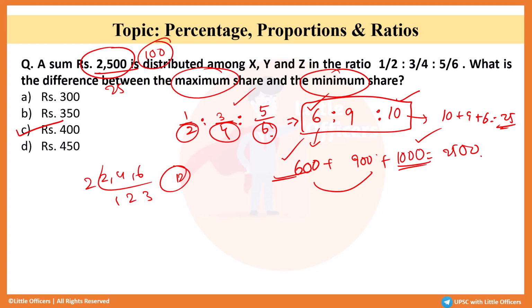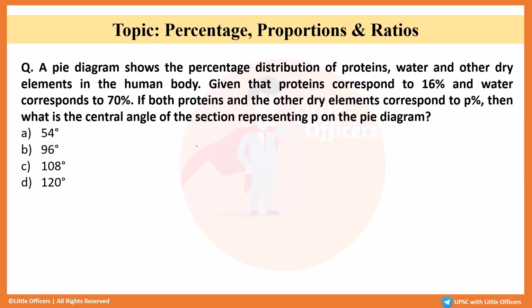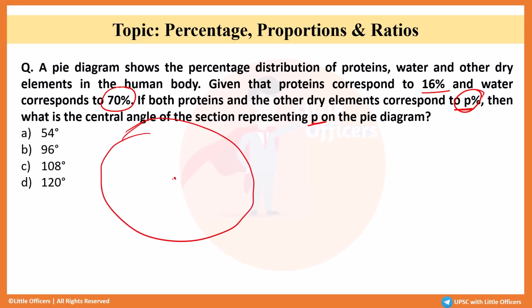Simple. Okay, next. This pie diagram shows the percentage distribution of proteins, water and other dry elements in the human body. Given that protein corresponds to 16% and water corresponds to 70%, if both protein and other dry elements correspond to P percentage, then what is the central angle of this section representing P on the pie diagram? Such questions we do in data interpretation. Very simple question. In a pie diagram, at the center we know it is 360 degrees. This 360 degrees is equal to 100%.